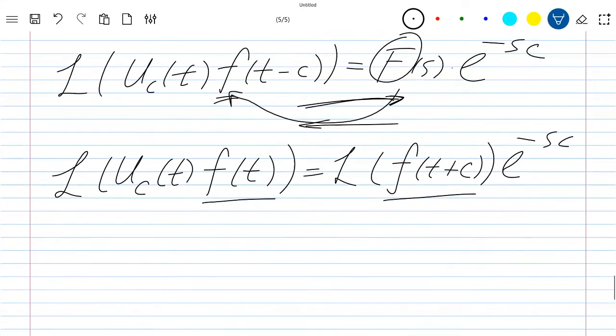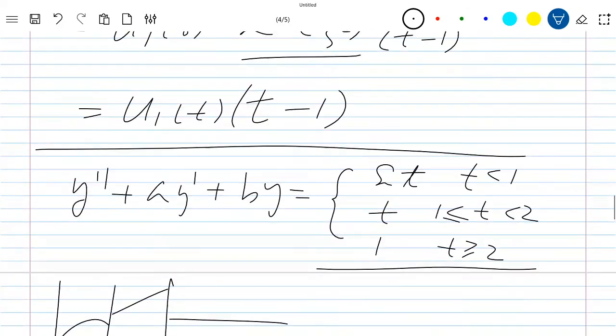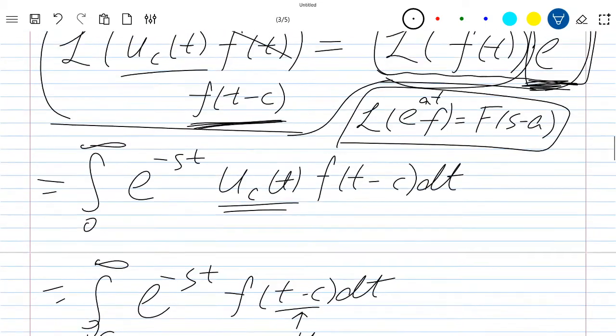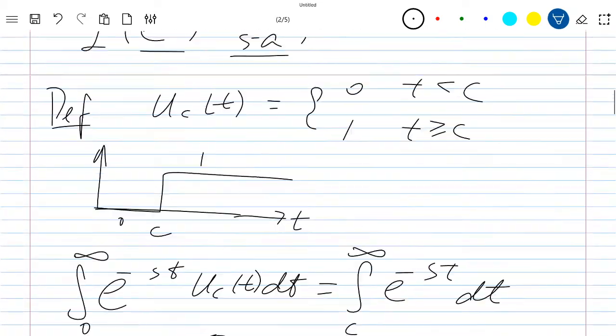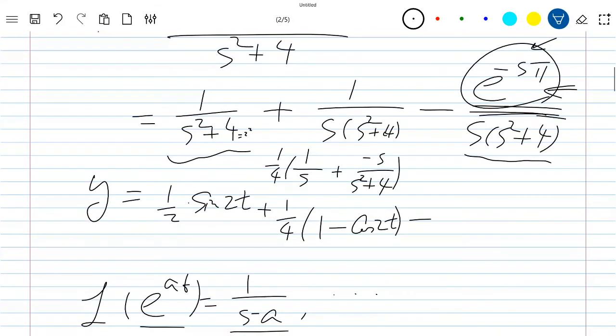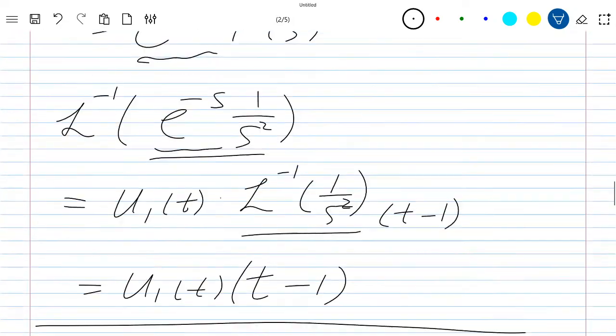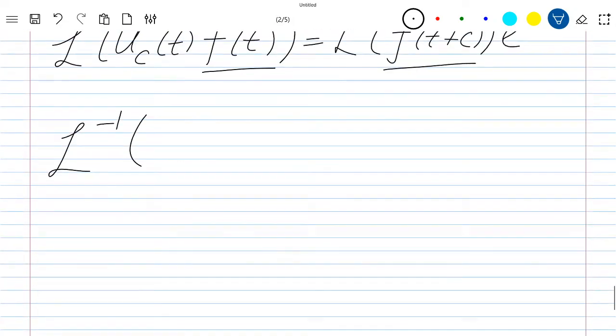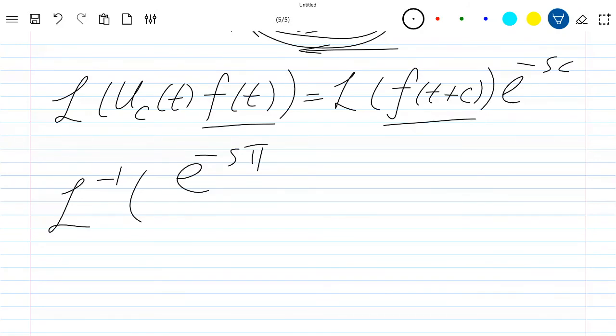On the other hand, if we want to do the inverse transform, you have to use this first formula. Okay, let's see an example. How about we use the one we worked on in the first place? Oh, where is it? It's gone. It's this one here: e to the negative s pi times 1 over s squared plus 4.